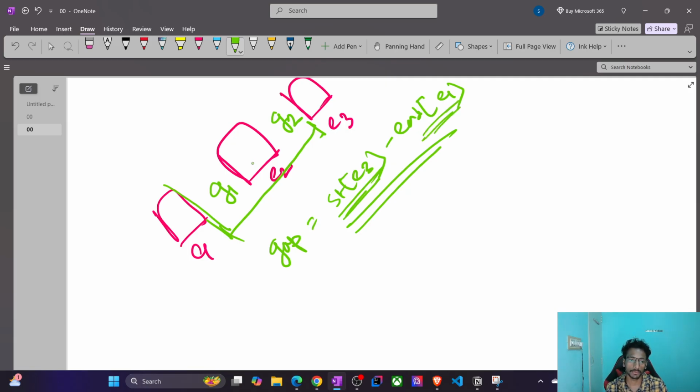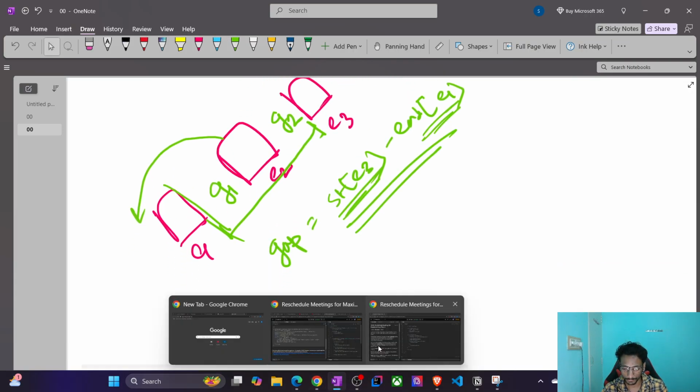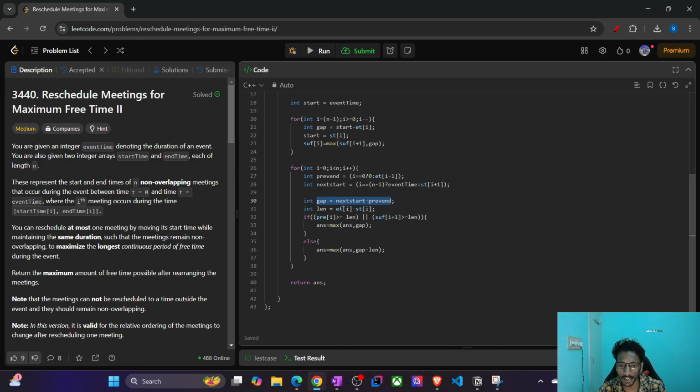So if I can somehow shift this left or right, then our gain will be this gap. Got it? So this is the total gain I can get. So this is for the previous event and the next event. Got it? So what is the total gap? And the length of the current event will be the ending time of the current event, ETI, minus ST, the starting time of the current event I. So this is the length or duration.